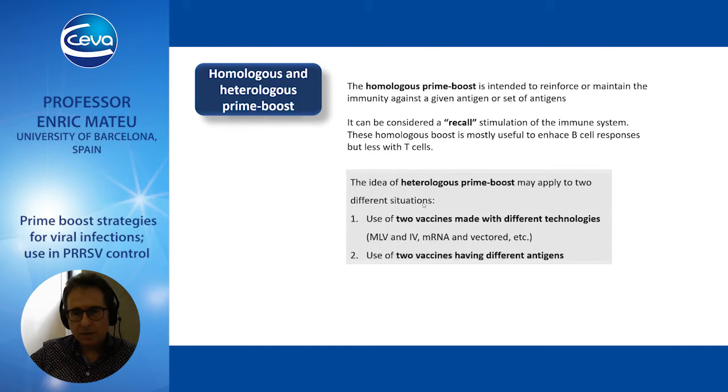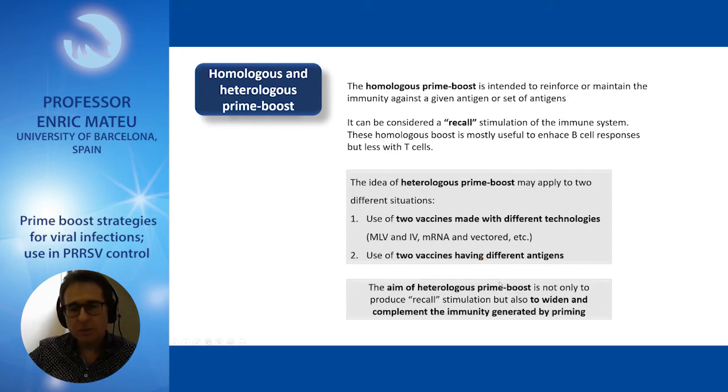Then we have the heterologous prime booster strategies. These heterologous prime booster strategies may apply to two different situations. The first one is when we use two vaccines made with different technologies. For example, a live vaccine first and then an inactivated one, an mRNA vaccine and then a vectored vaccine, and so on. Or we can apply this concept in a different way. We can use two vaccines having different antigens. The result of these two strategies will be different.